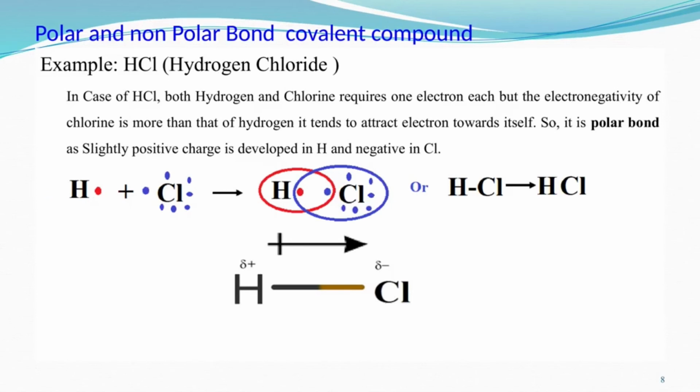examples of polar and non-polar bonds. First, we are talking about hydrogen chloride. In the case of hydrogen chloride, both hydrogen and chlorine require one electron each, but the electronegativity of chlorine is more than that of hydrogen. It tends to attract the electron towards itself. So, a polar bond or polar compound is formed, as a slightly positive charge is developed on H and negative on chlorine. So, it is shown there.